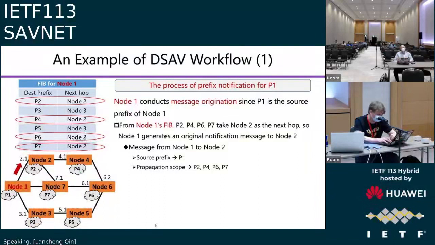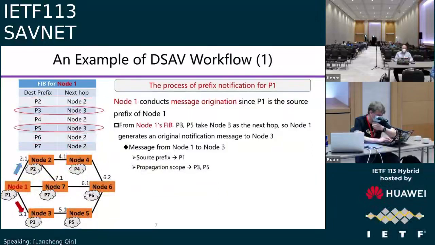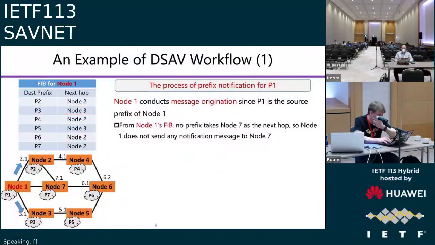In the message from node 1 to node 2, it carries P1 in the source prefix field and carries P2, P4, P6, and P7 in the propagation scope field. Besides, from node 1's FIB, P3 and P5 take node 3 as the next hop, so node 1 generates an original notification message to node 3, carrying P1 in the source prefix field and P3 and P5 in the propagation scope field. Node 7 is another neighboring node of node 1. However, from node 1's FIB, no prefix takes node 7 as the next hop, so node 1 doesn't send any notification message to node 7.